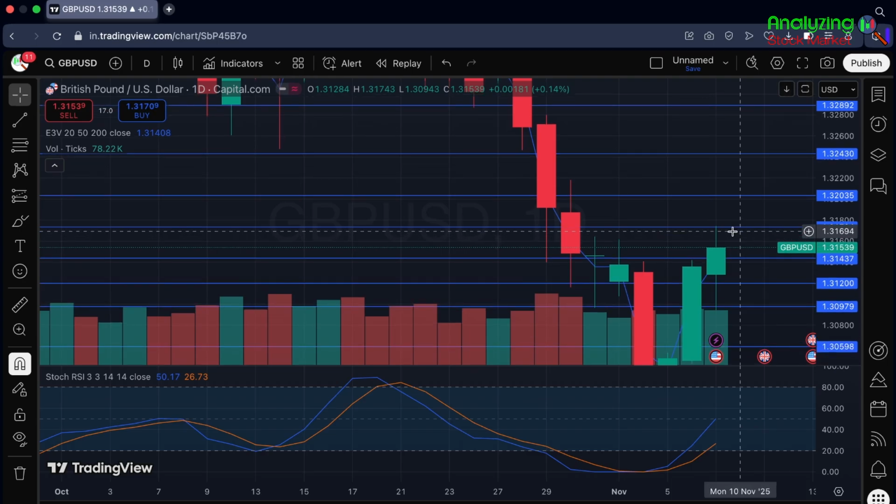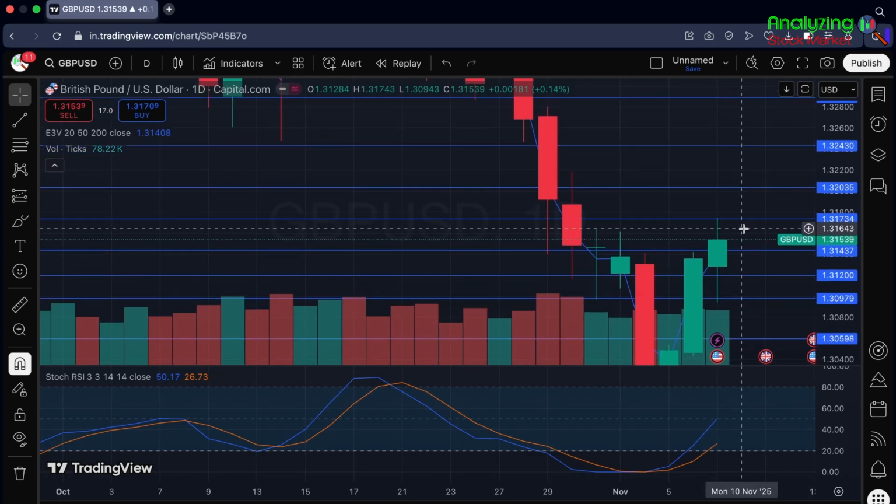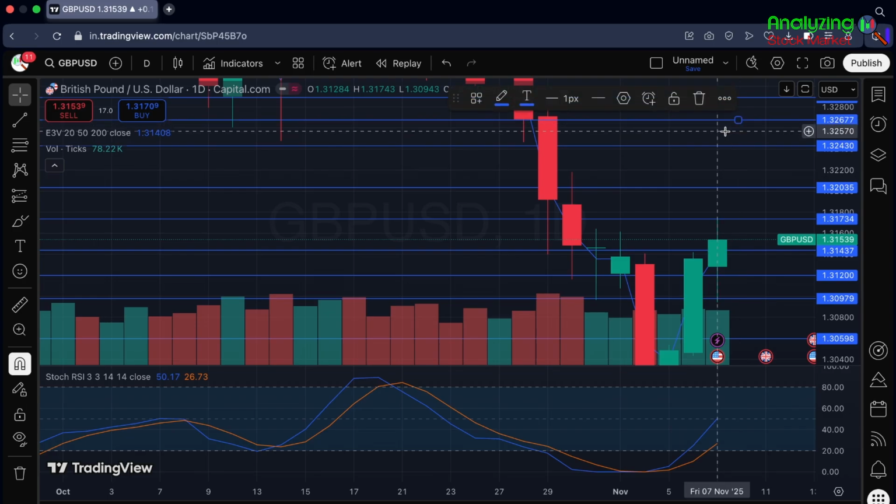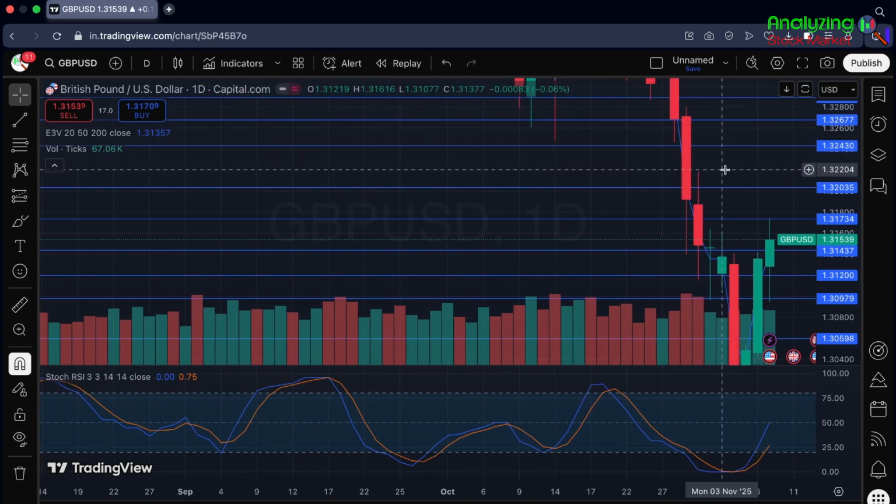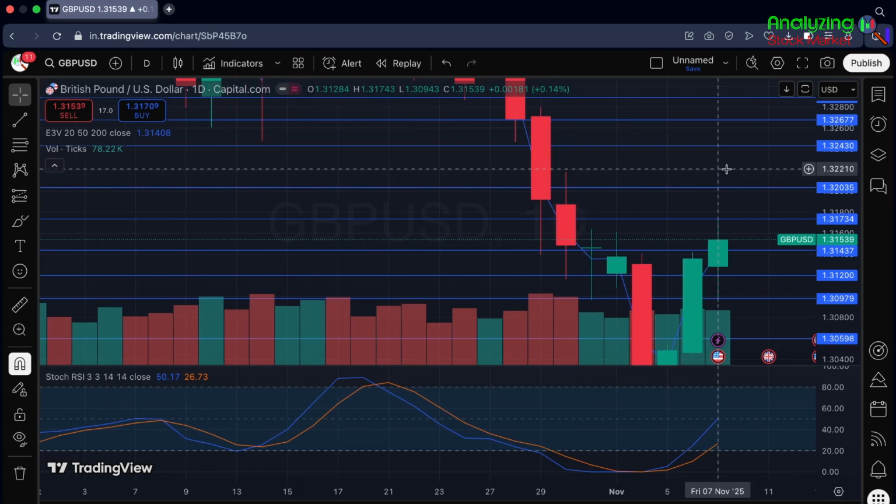Also, here important support and resistance zones are already marked. There is some different data that I have just recently marked. You can mark that as well so that you don't miss that data.